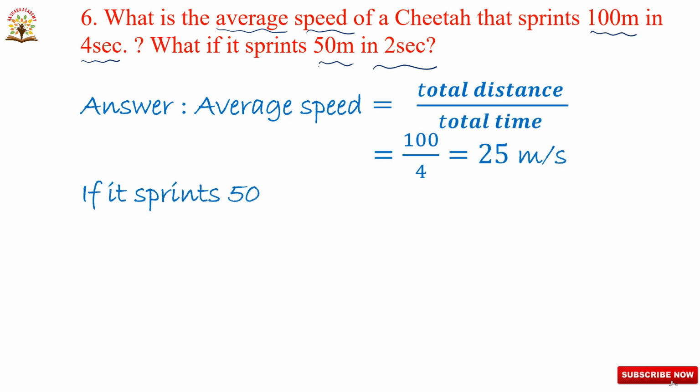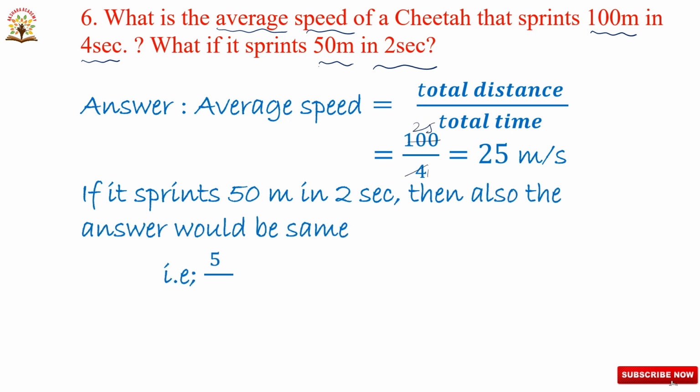Total distance is 100 by 4. 4 ones are 4, 25. So 25 meters per second. If it sprints 50 meters in 2 seconds, then also the answer would be the same. Why? Because 100 meters in 4 seconds is 25 meters in 1 second, and 50 meters in 2 seconds is also 25 meters in 1 second. So that is the average speed, and if it sprints 50 meters in 2 seconds also, the answer would be the same.